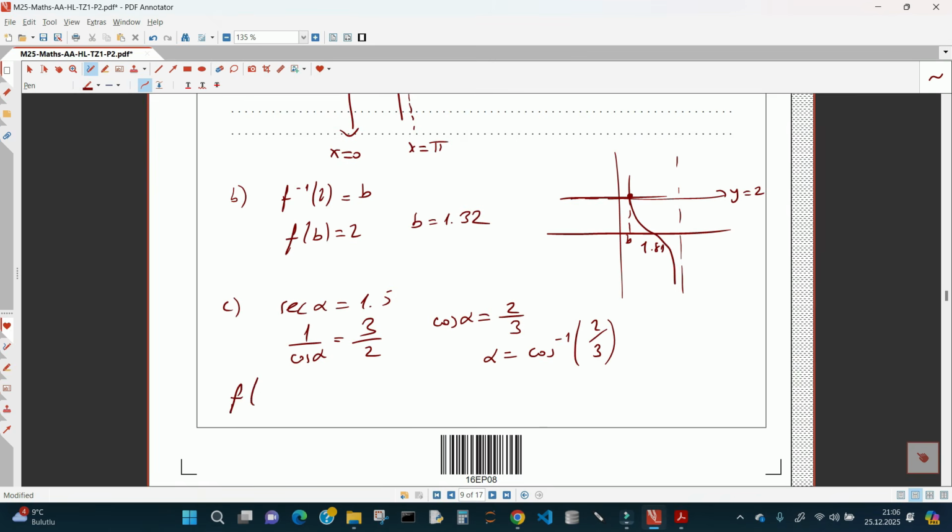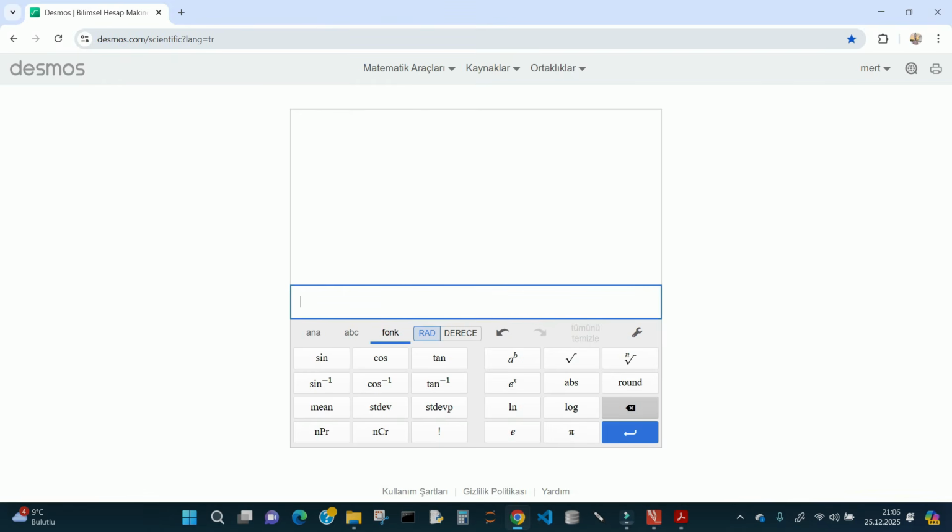f of alpha will be 4 times cotangent alpha plus sine alpha, right? Let's find this. You can write 1 over tangent instead of cotangent, plus sine alpha. We forgot the 4. So it is 4.32, right? 4.32.